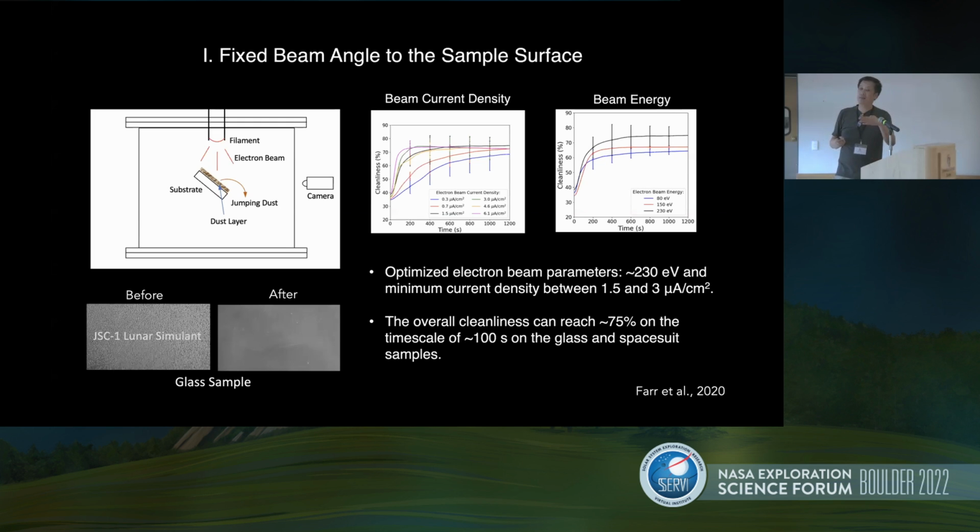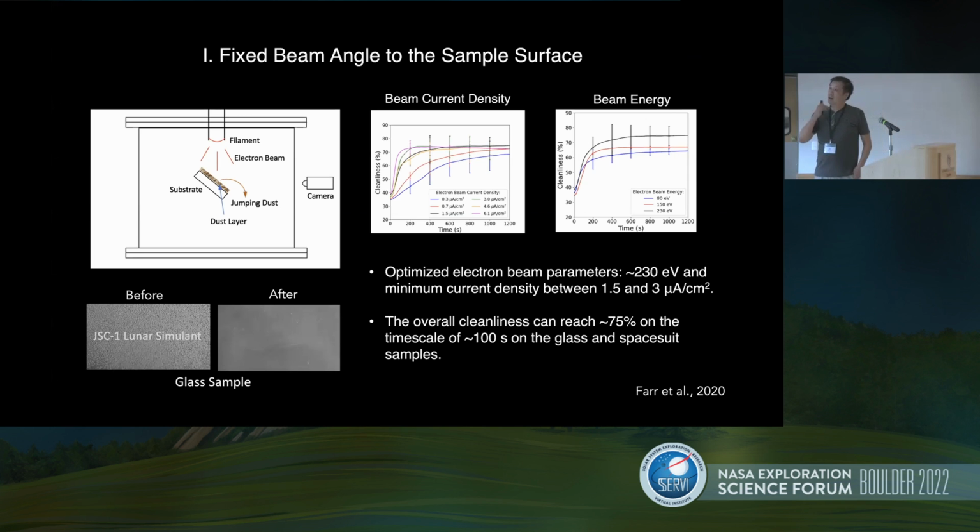One plot shows cleanness as a function of time at different current densities, and the other shows cleaning as a function of time at different energies. What we found is you need an energy of around 200 eV and a current density larger than 1.5 to 3 microamps per square centimeter. Then we can clean the partially covered surface by up to 75% within a time scale of 1 to 2 minutes. We tested on glass and spacesuit samples.